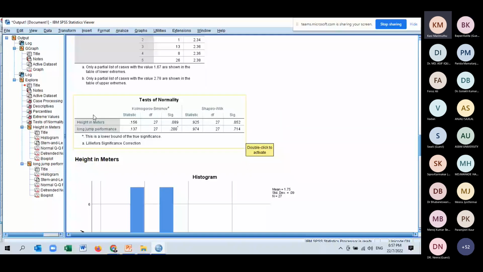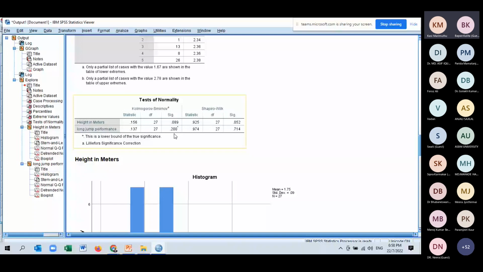Look at the test of normality. Testing for normality, how do you state the null hypothesis and the alternate hypothesis? The null hypothesis is that the values are normally distributed. The alternate hypothesis is that the values are not normally distributed. So look at the significance value.